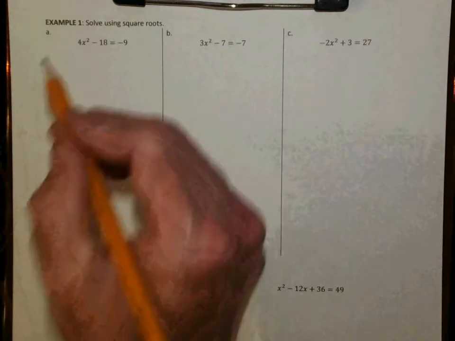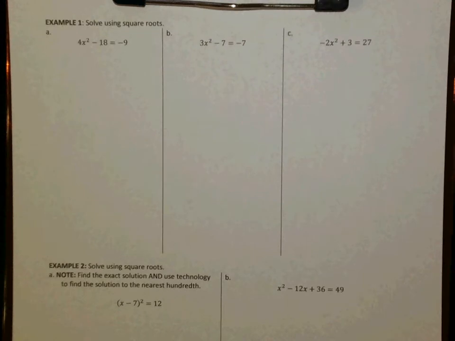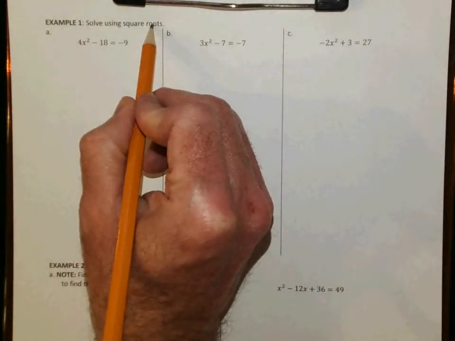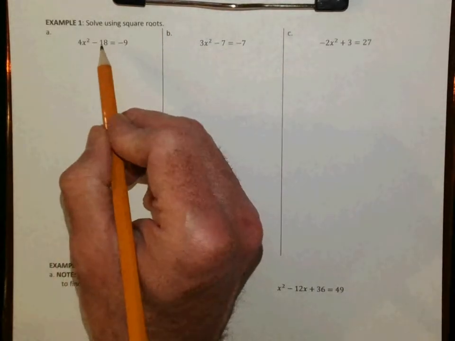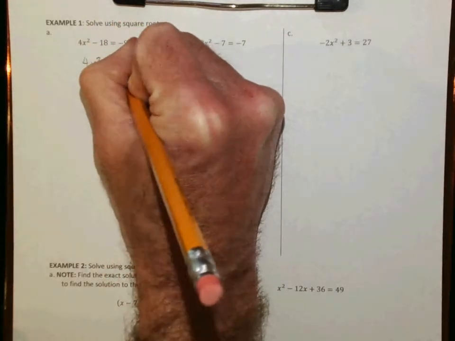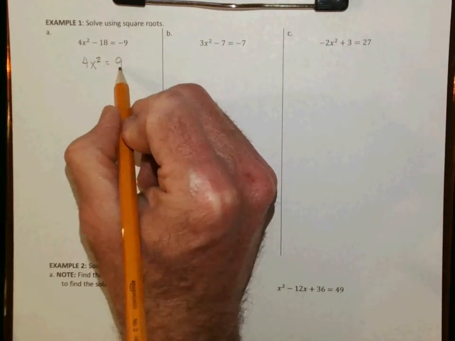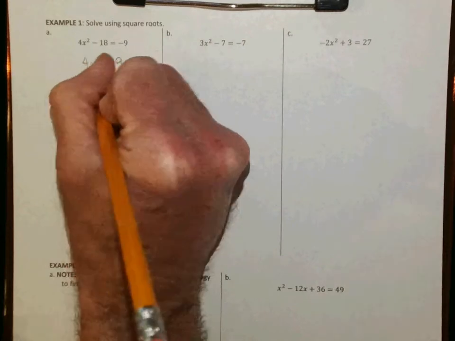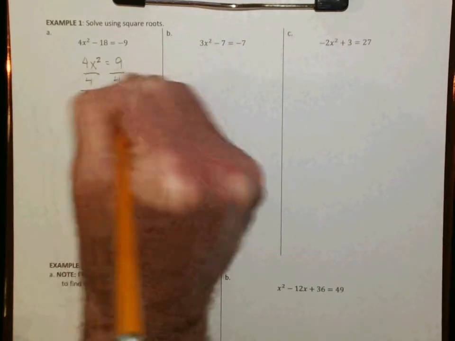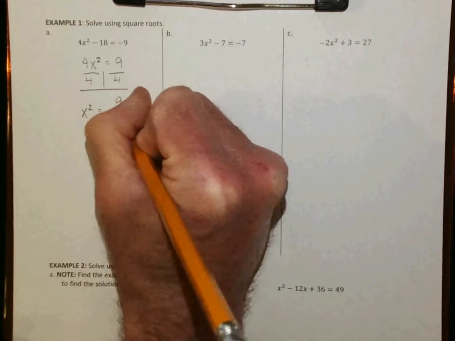So in A, we have 4x squared minus 18 is equal to negative 9. There is no bx term, there's no linear term, so I'm going to solve using square roots. I'm going to add 18 to both sides, and I'm going to get 4x squared is equal to a positive 9, because negative 9 plus 18 is a positive 9. Then I'm going to divide both sides by 4, and I'm going to get x squared is equal to 9/4.